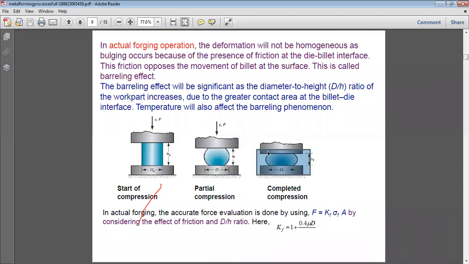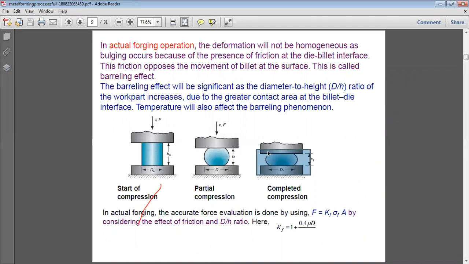The barreling effect will be significant as the diameter to height ratio of the work part increases. Due to the greater contact area, the billet die interface temperature will also affect the barreling phenomena. So in this case, what is happening is the barreling phenomena. So what is barreling? Barreling occurs as the diameter to height ratio of the work part increases.